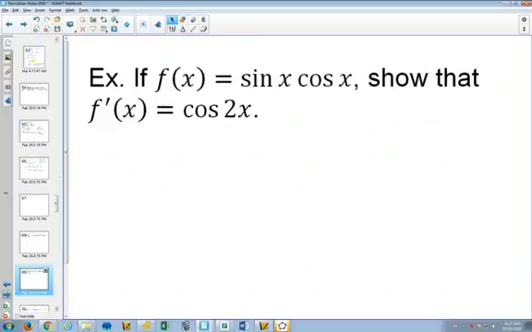So here's a show that question. We're starting with y equals sine x cos x. We want to show that the derivative of this is going to be cos 2x. How do we go about this? How does this work? I'm going to prove this in two different ways.